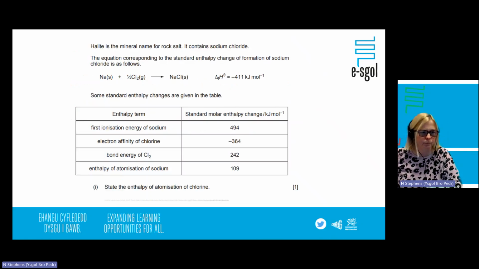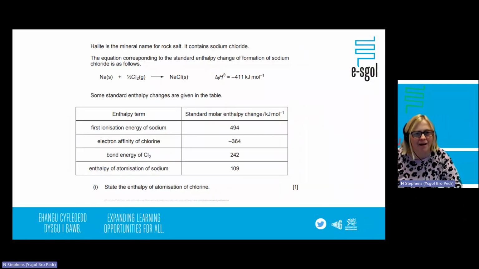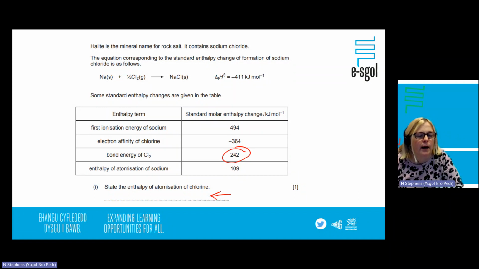Okay. There was another question then about the standard enthalpy changes to find the standard enthalpy change of lattice formation. This is the kind of classic question where they give you specific data and they then ask you to construct a Born-Haber cycle. Before they ask you to construct it, it's kind of scaffolded, they ask this question here, which is to state the enthalpy of atomization of chlorine. Well, if you look at this data here, they've told you that the bond energy of a chlorine molecule is 242. Okay, and therefore the enthalpy of atomization of chlorine would be half of that value.